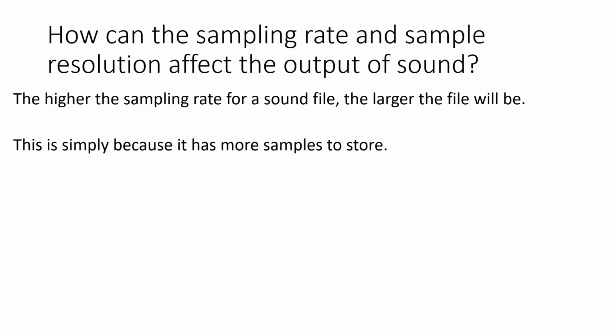And why is that? Well, simply because there's more samples. Instead of doing 8,000 a second, you're doing 44,000 a second. So that's quite a lot of an increase to send as information. So the file size is going to get bigger and bigger.